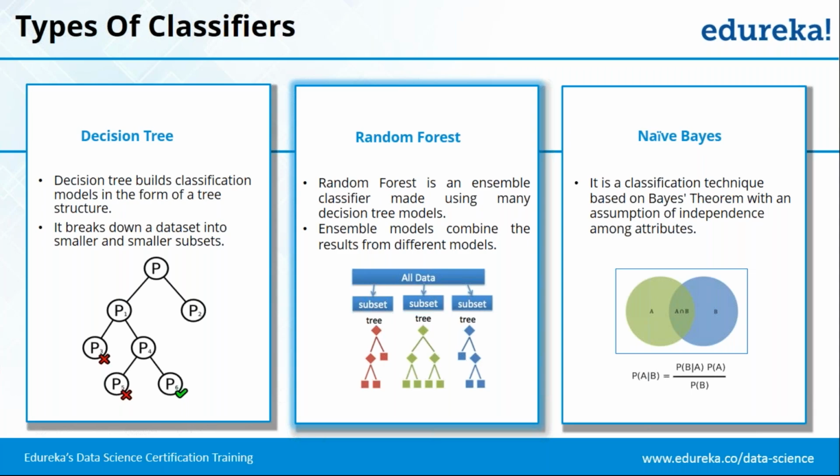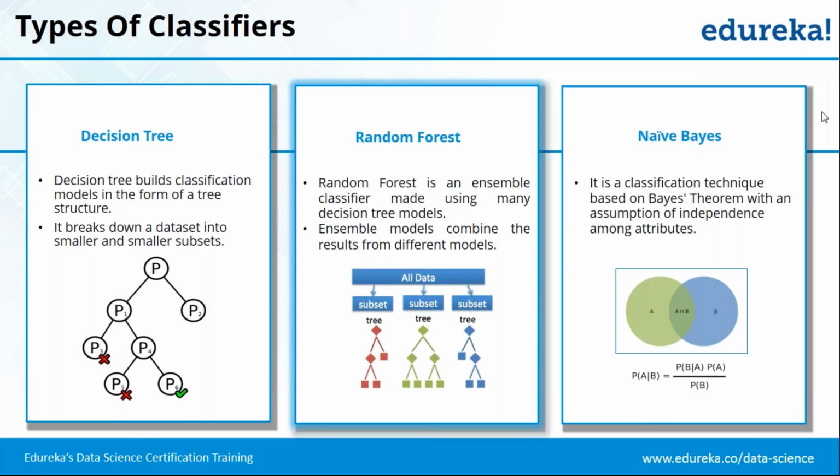Now let's understand what this word ensemble means. Ensemble methods actually use multiple machine learning algorithms to obtain better predictive performance. Particularly talking about random forest, it uses multiple decision trees for prediction, right? So you are ensembling a lot of decision trees to come up with your final outcome.